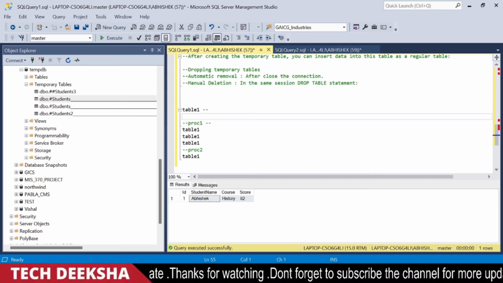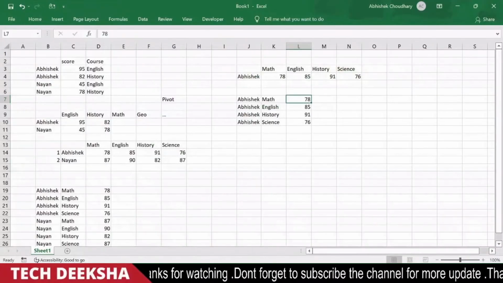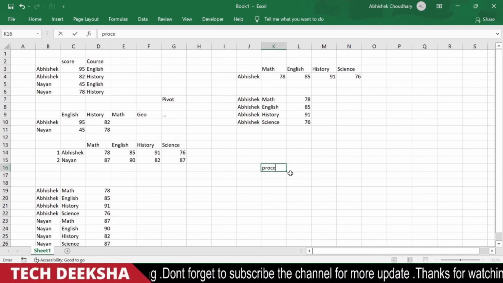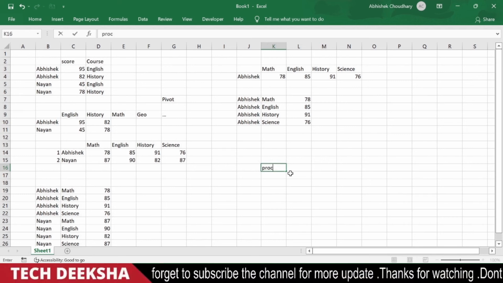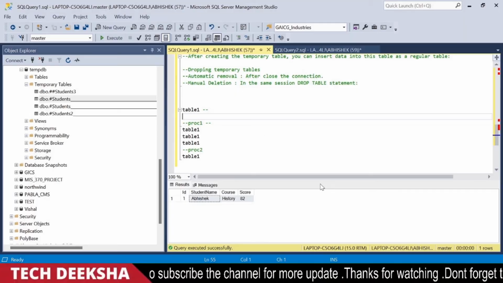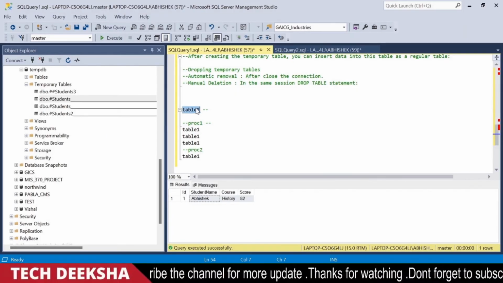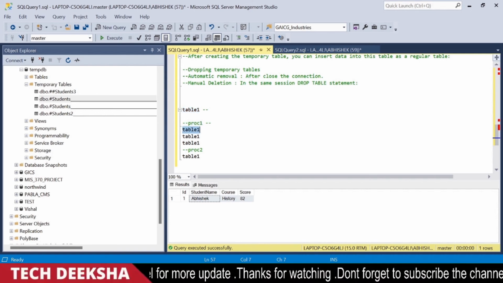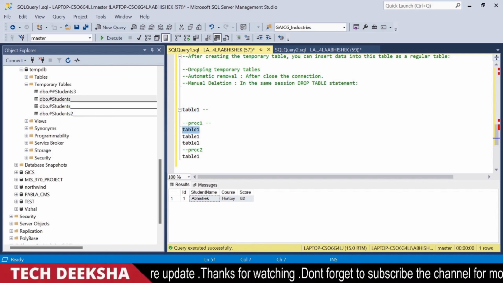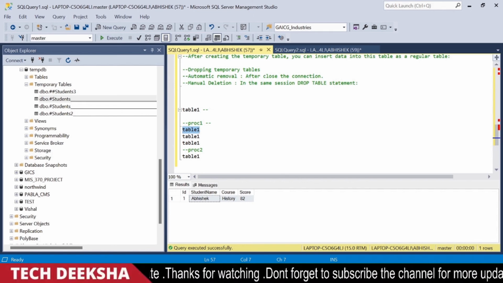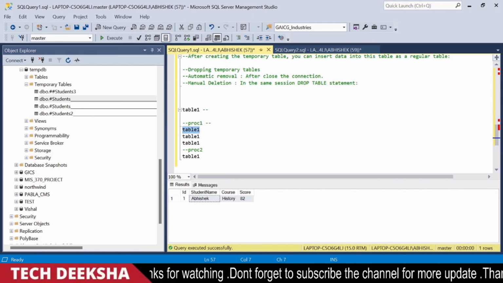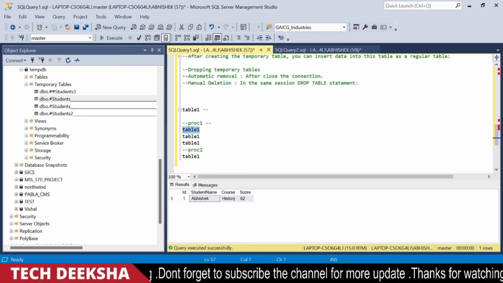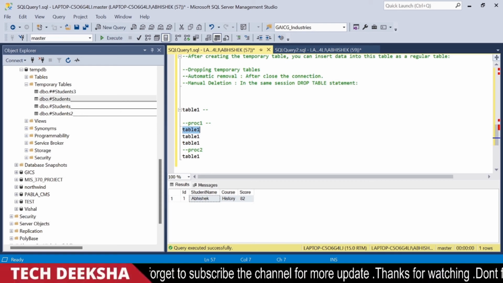Are you getting what I'm trying to say? Can you explain that again? I'm a little bit confused about the last two sentences. As simple as that: if a single table is being used by a single stored procedure, we can go with the normal temporary table. If a single table is being used by multiple stored procedures, we can go with the global temporary table.